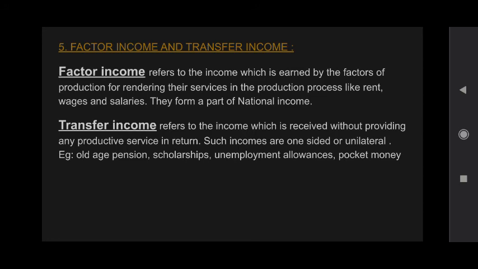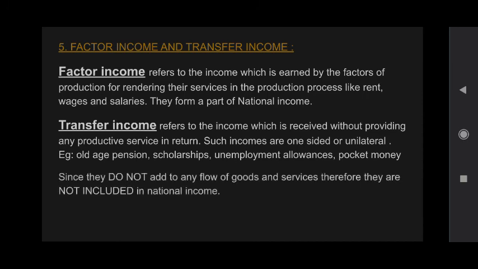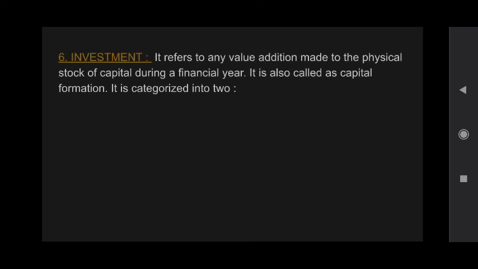This is income which a person gets, but he does not provide any service. Income received without providing any productive service in return is known as transfer income. And therefore, since it is unilateral in nature, it is not a part of national income. Examples can be old age pension, scholarships, unemployment allowances, and pocket money. Since they do not add to any flow of goods and services, transfer incomes are not included in national income.